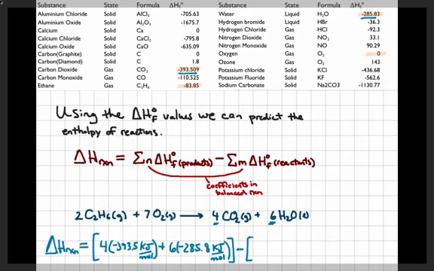We're going to sum those and then subtract from that the enthalpy of formation of the reactants. In this case, we have 2 moles of C2H6, and we see up in our table that C2H6, ethane gas, has an enthalpy of formation of minus 83.85. We have 2 moles of that, so it'll be 2 times minus 83.85 kilojoules per mole. And then finally we have 7 moles of O2 in our reactants. So that'll be 7 times the enthalpy of formation of O2, and of course since it's a pure element, we know that its enthalpy of formation is defined as 0.